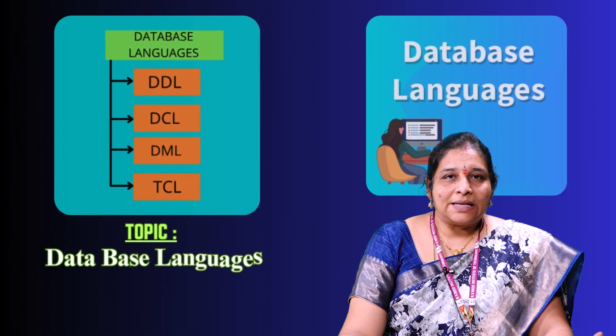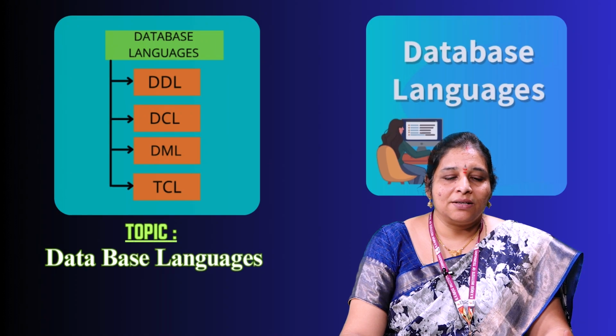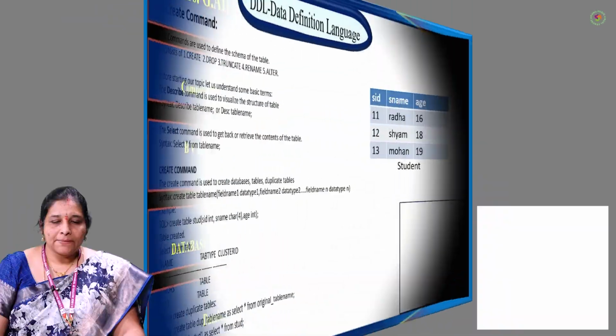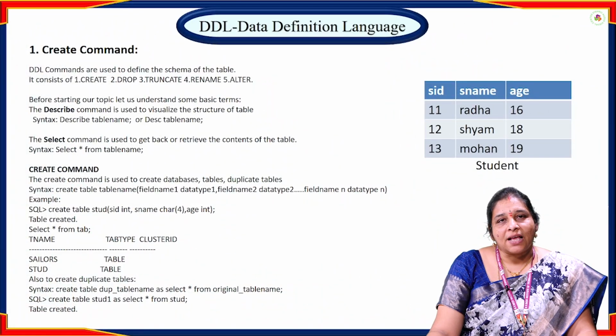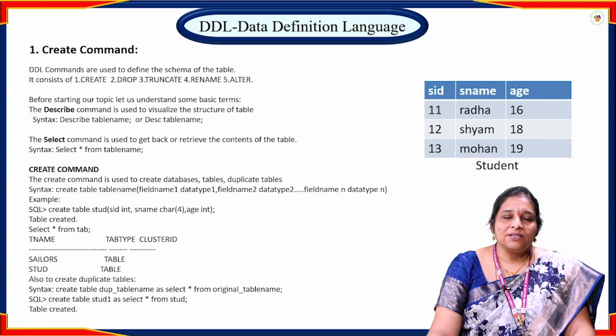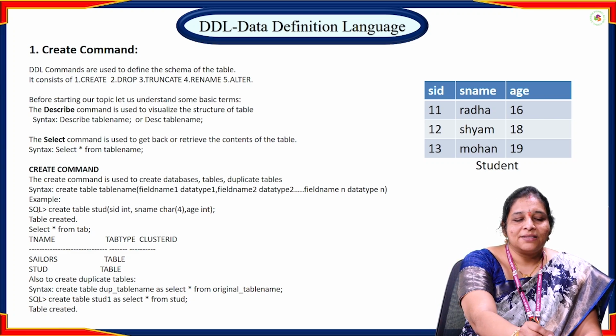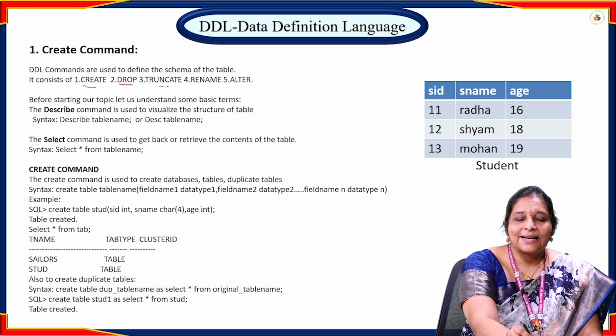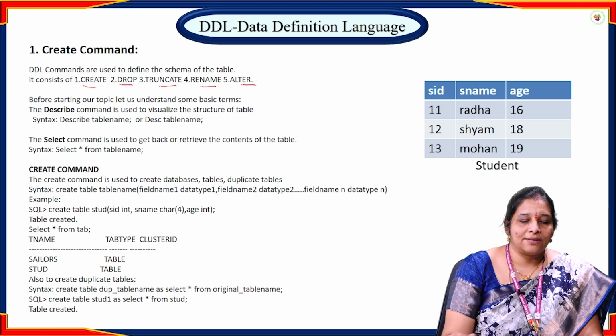Currently I am teaching database management systems and we were on to the topic of database languages. The database languages consist of 4 languages, and precisely we are going to see them today. First one is DDL, in its full form Data Definition Language. These are mainly used to define the schema of the table, and it consists of 5 commands: create, drop, truncate, rename, alter.